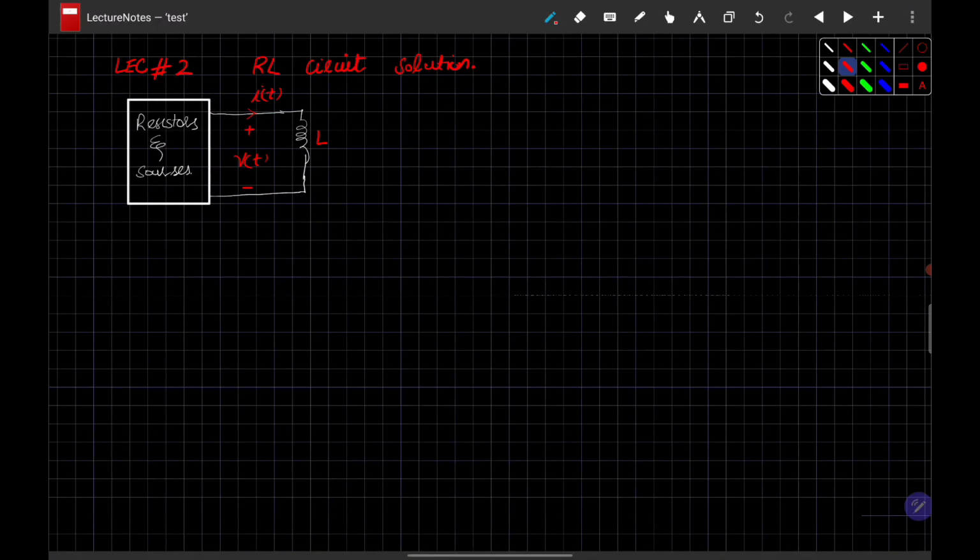We have circuit analysis and design. Here we have presented our RL circuit. Now we will solve that such that we will draw its Norton equivalent. You already know from the previous course what is Norton equivalent and what is Thevenin equivalent. For RC circuits, you will draw Thevenin equivalent, but for the inductor circuit, you will draw Norton equivalent.